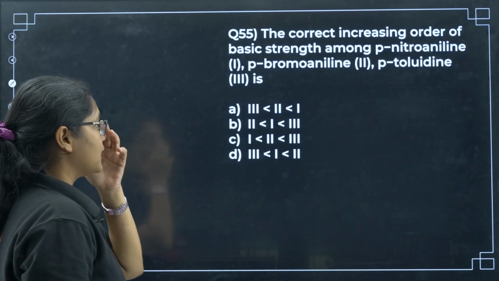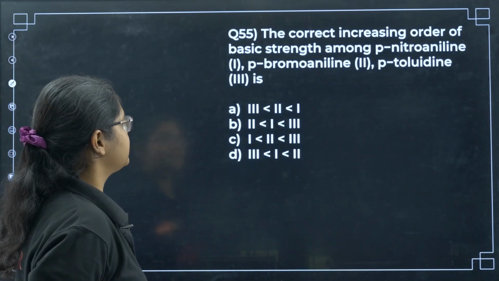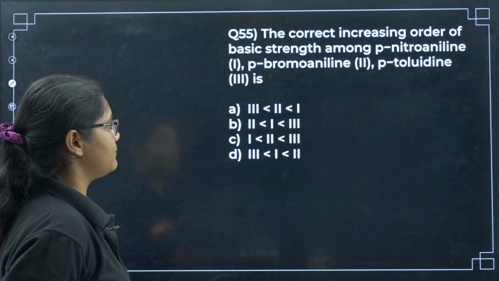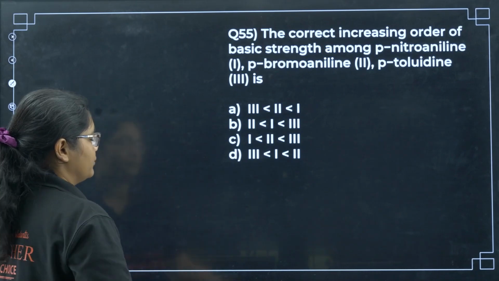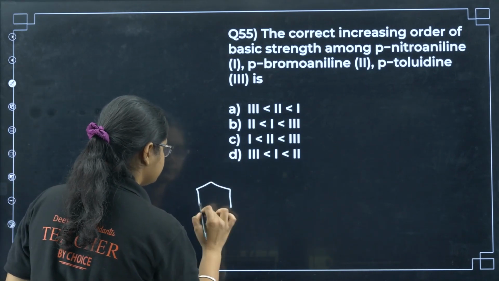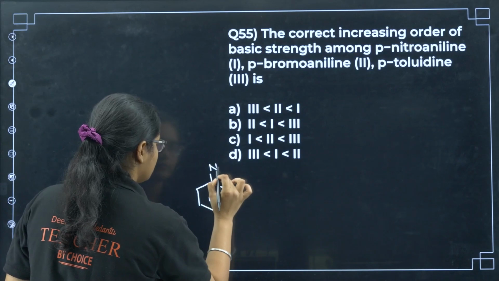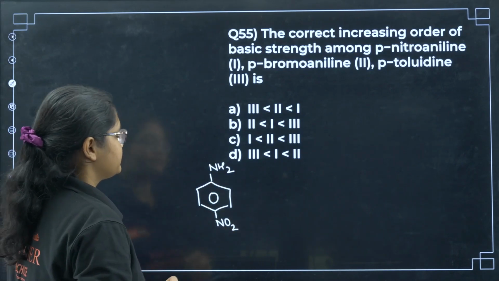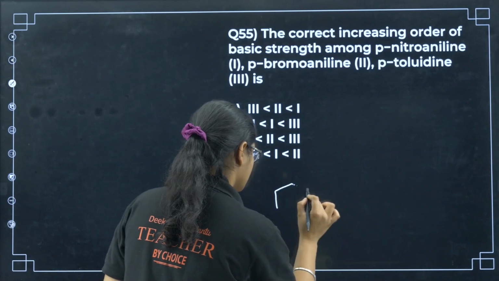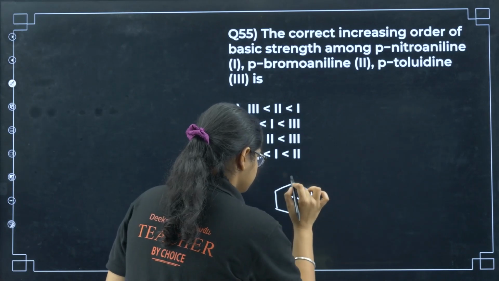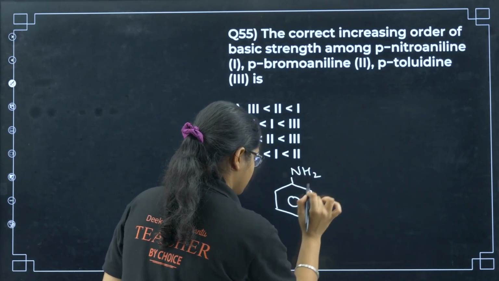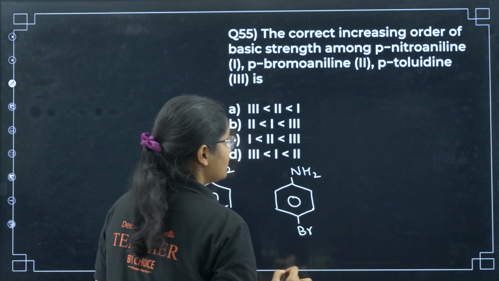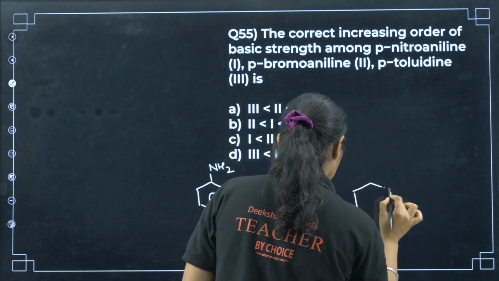Okay, next, the correct increasing order of basic strength of para-nitroaniline, para-bromoaniline and para-toluidine. So we have aniline, the first one is para-nitroaniline, right? Next we have para-bromoaniline. Next we have para-toluidine.